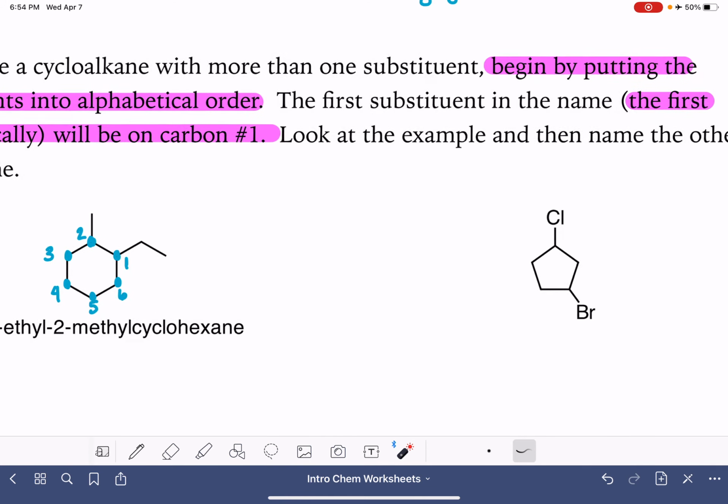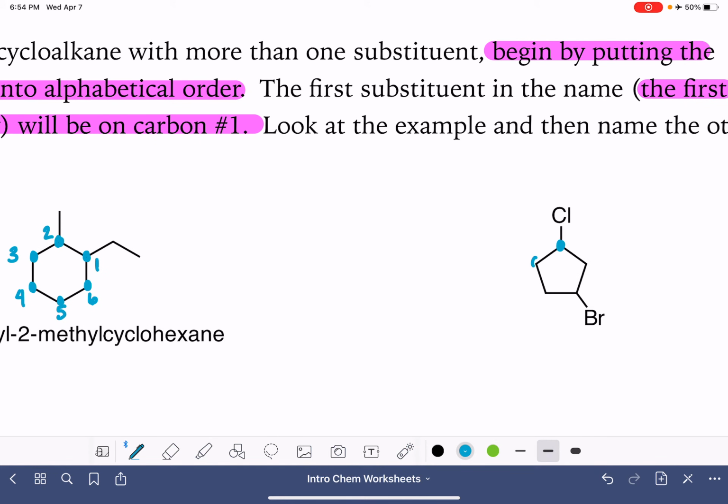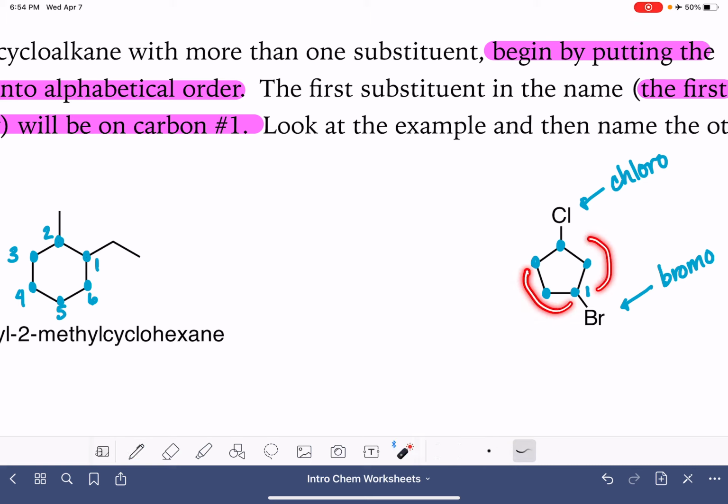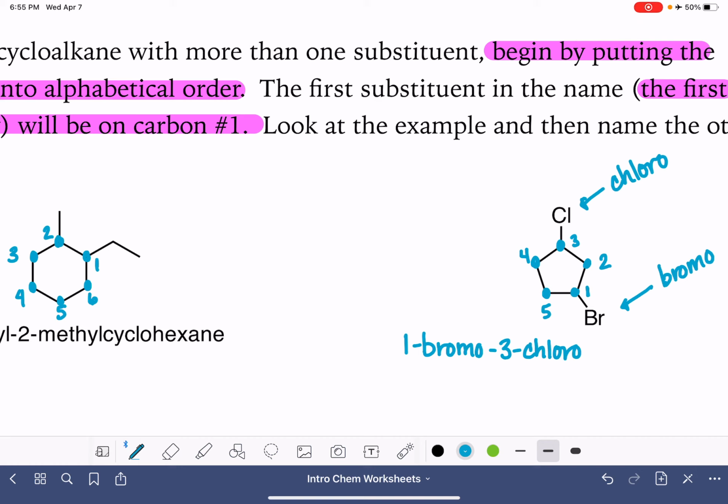Let's try that over here with this example right here. We have a 5-carbon cyclic. We have 2 substituents. We have a bromo, and we have a chloro. When we alphabetize them, bromo versus chloro, bromo comes first in the alphabet, so it's going to be carbon number 1. Now, which way should we go, clockwise or counterclockwise? We want to get to the chloro as fast as possible, which means we want to go counterclockwise to number this. This molecule's name will be 1-bromo. Our chloro ended up on carbon number 3, 3-chlorocyclopentane.